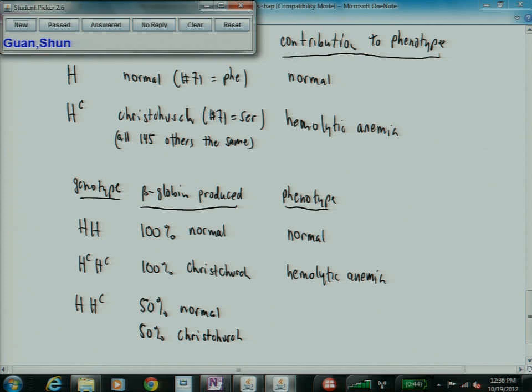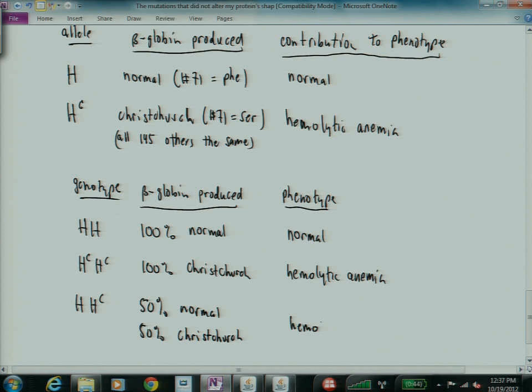So it turns out that these guys are actually hemolytic anemia. All right. And I'll explain why that is in a second. But if they're hemolytic anemia, which allele is dominant, H or HC? HC is dominant. So in this case, this is going to be recessive, and this is going to be dominant, because that's what that means. So what's the deal?